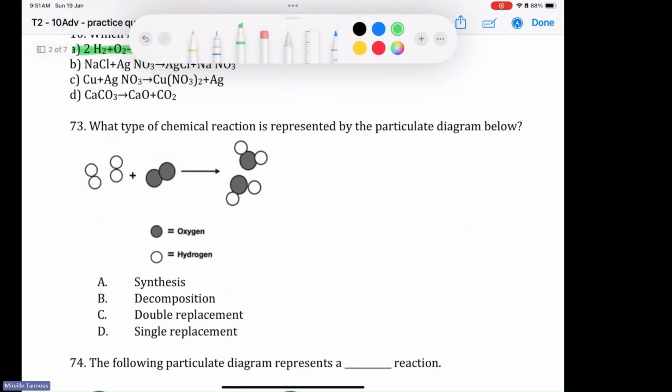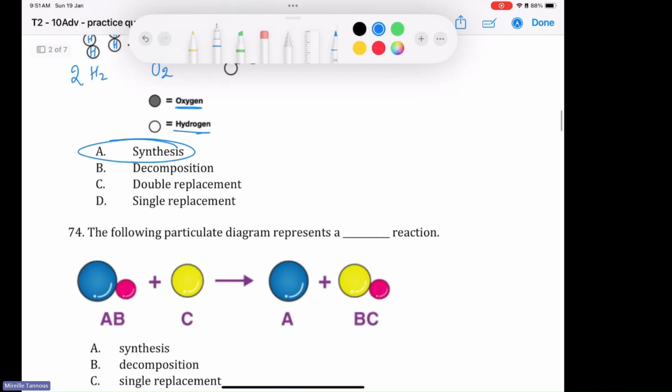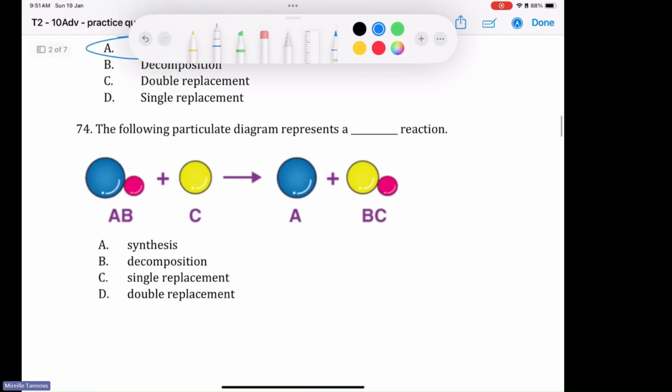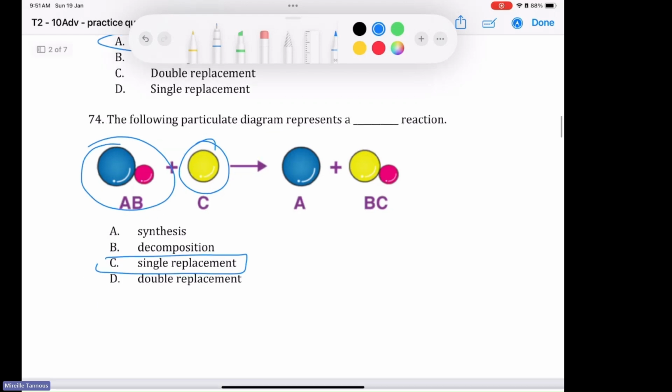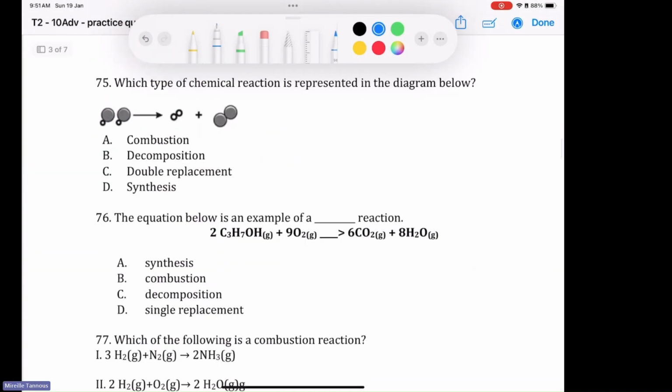Now, I have a diagram here given to me. In the diagram, always try to use letters if the diagram is hard for you. Oxygen and hydrogen. So 2 of H2 and 1 of O2. And I have 2 of H2O. That's a synthesis. The following particulate diagram represents a single displacement element with a compound. Moving on, which type of chemical reaction is presented in the diagram below?